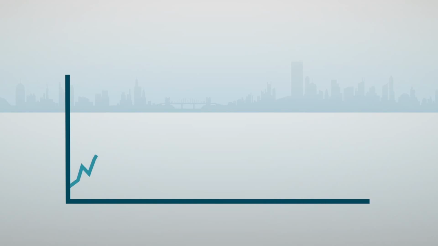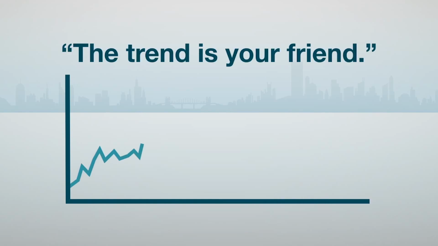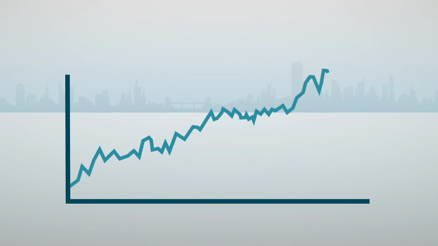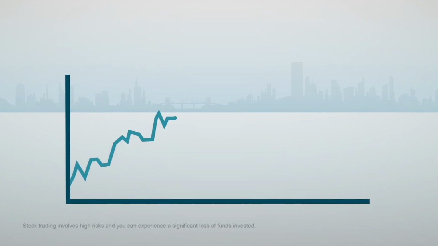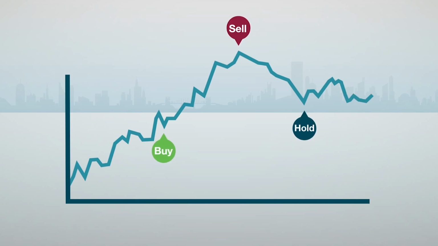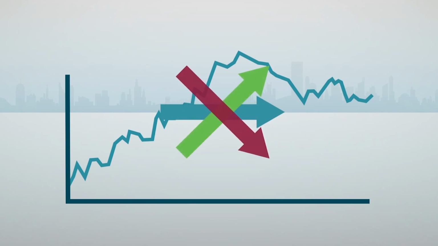Technical analysts often say the trend is your friend because they think a security that's going up is more likely to keep going up, and a security that's going down is more likely to keep going down. Having a clear view of the trend can help an investor decide whether to buy, sell, or hold a position. However, sometimes determining the trend can be difficult, and that's why this video is so important.